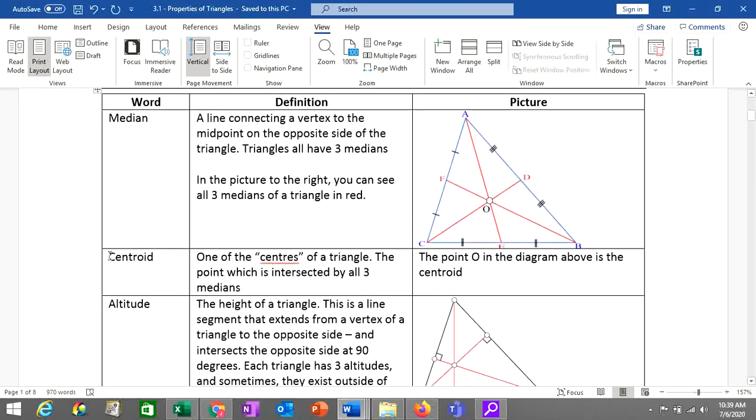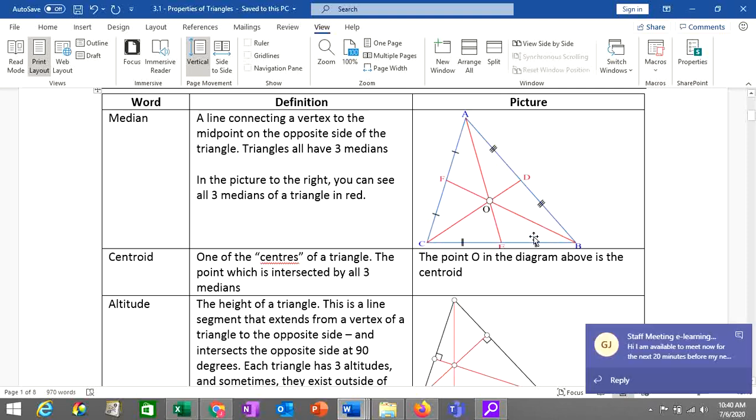This brings us to the second word, which is the centroid of a triangle. So that's one of 3 centers of a triangle. There are others which we're not really going to worry about right now. But the centroid is the point O in this diagram here, and the centroid is the point at which all 3 medians of a triangle intersect. So that's where the centroid will be, where all 3 medians intersect, and there will always be one point where all 3 medians intersect.